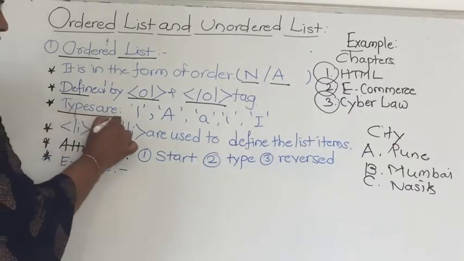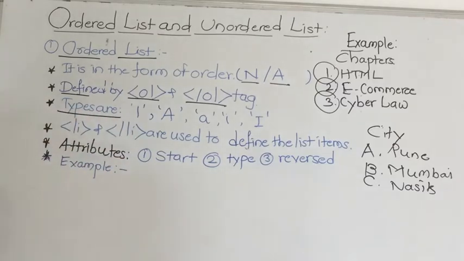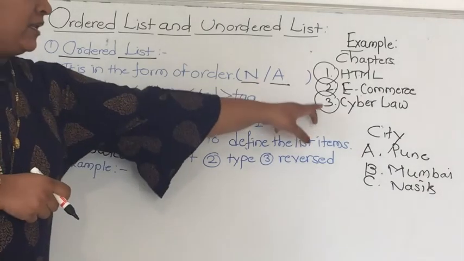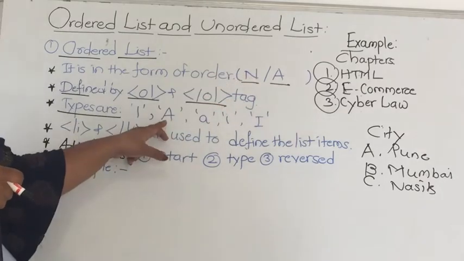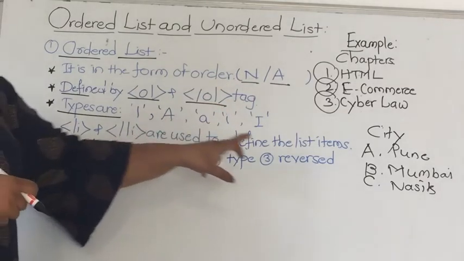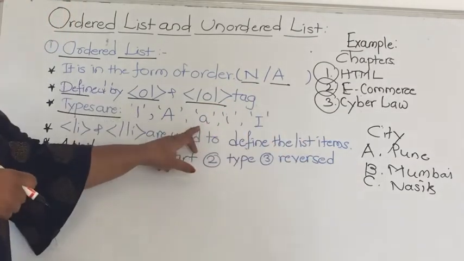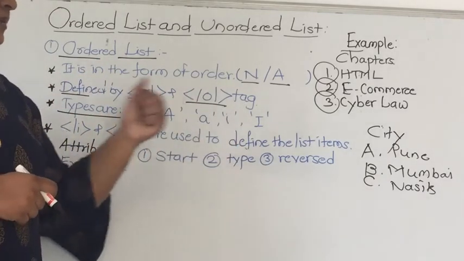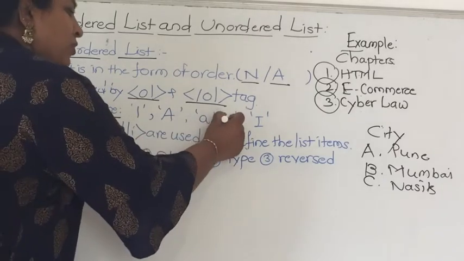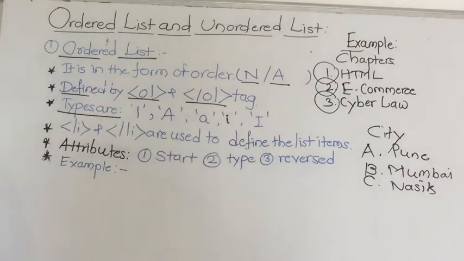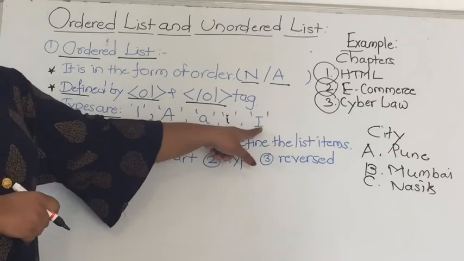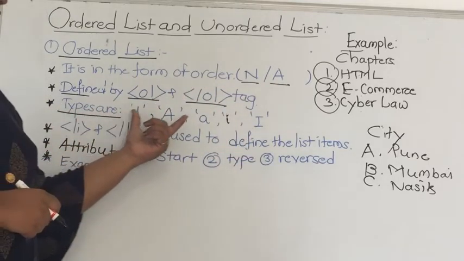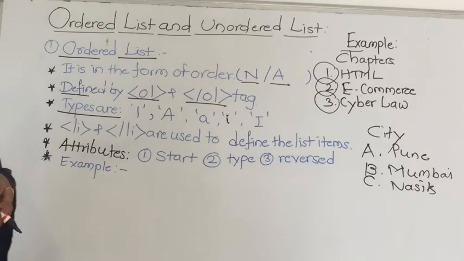Now there are 5 types of ordered list. That means your list items may start with 1, 2, 3, like we have seen. Then your list items may start with ABC. This is the second example. Your list items may start with small abc. Your list items may start with the small Roman 1, 2, 3, and your list items may start with the capital Roman 1, 2, 3. So these are the 5 different types of your ordered list.